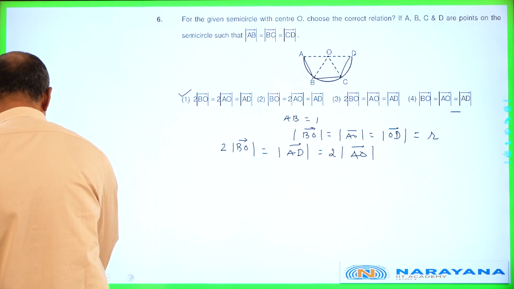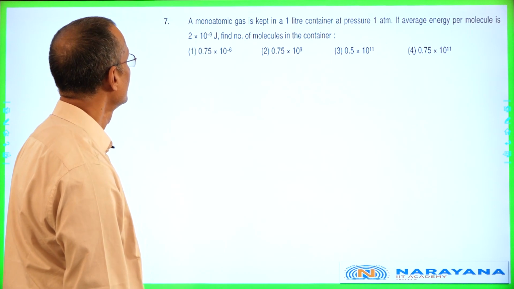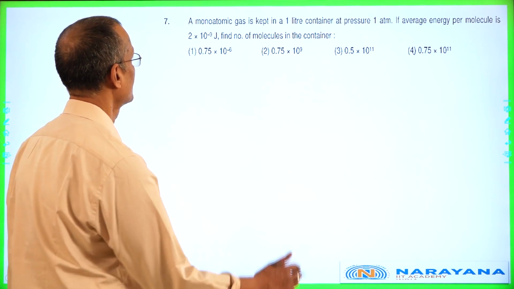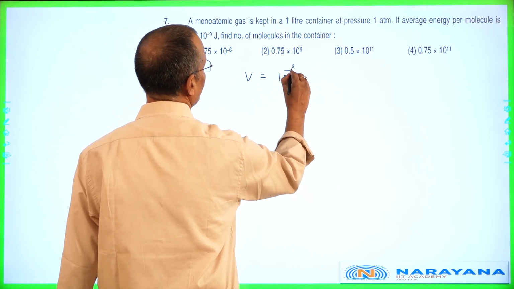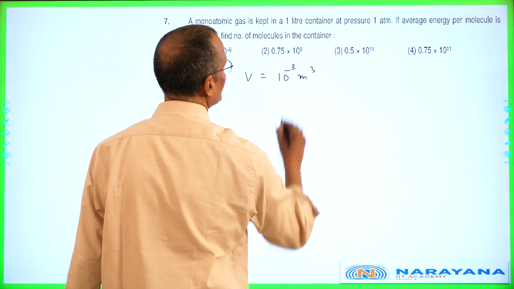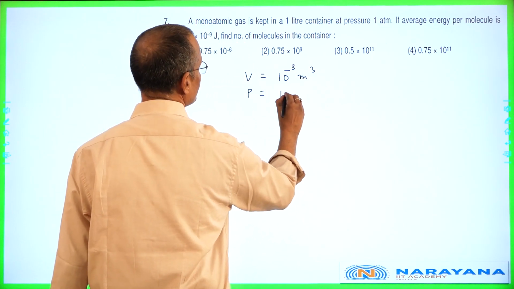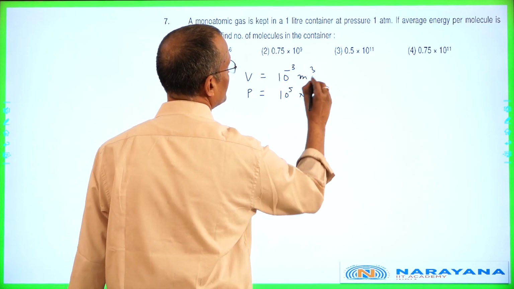Let us move now to question number 7. A monoatomic gas is kept in 1 liter container. So volume they have given you, 1 liter means 10 to the power minus 3 meter cube. At a pressure 1 atmosphere, 10 to the power 5 Newton per meter squared.